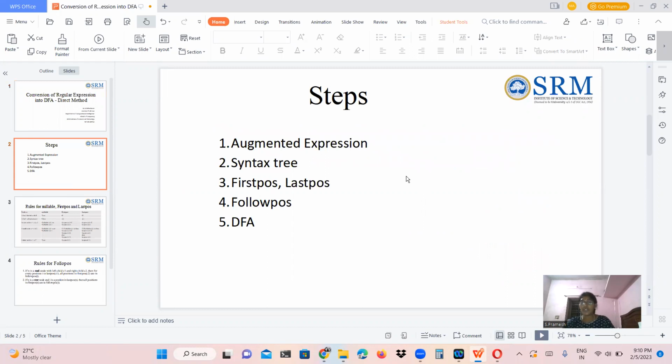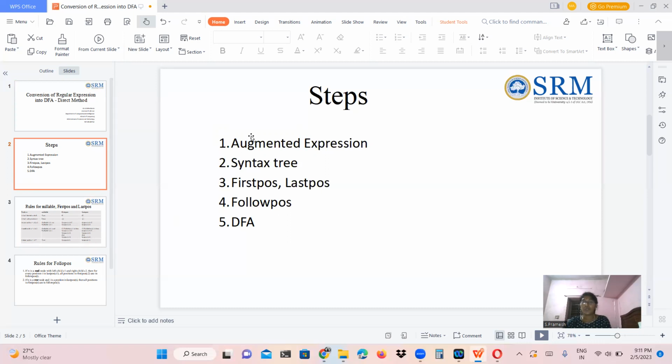The first one is the conversion of a given expression into augmented format. Second one is the syntax tree. Third one is we have to calculate first position and last position. The fourth step is we have to calculate the follow position. Finally, you can directly convert to the DFA.